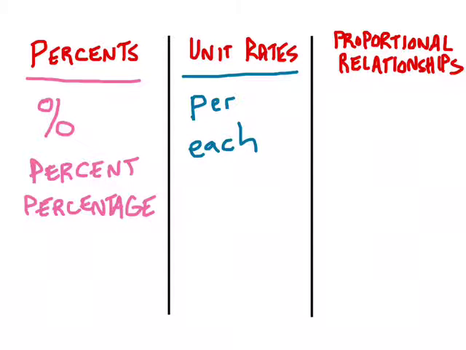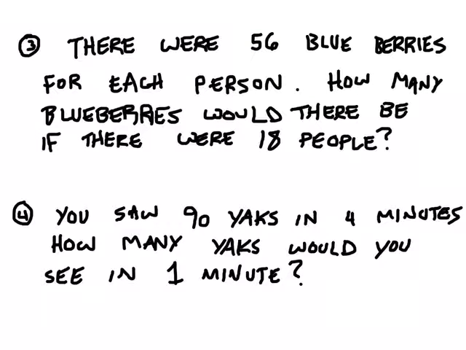The other one you might see is just the word one. How much would one person have, or how much would one something do, or any sort of question involving one might indicate a unit rate. So here are a couple examples of this.